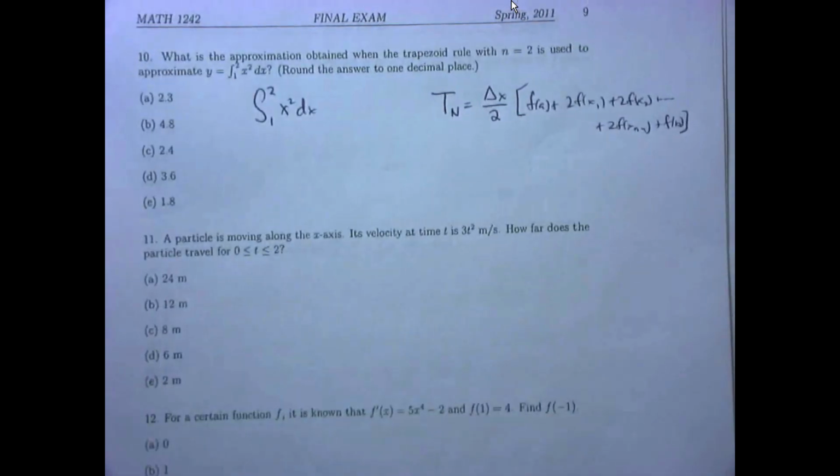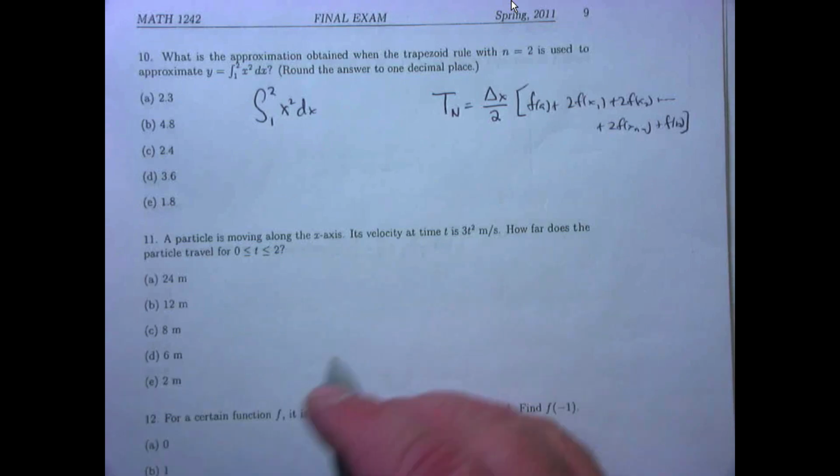That is the trapezoidal rule formula. Does that ring a bell? Good. Memorize everything. Welcome to Calc 2.